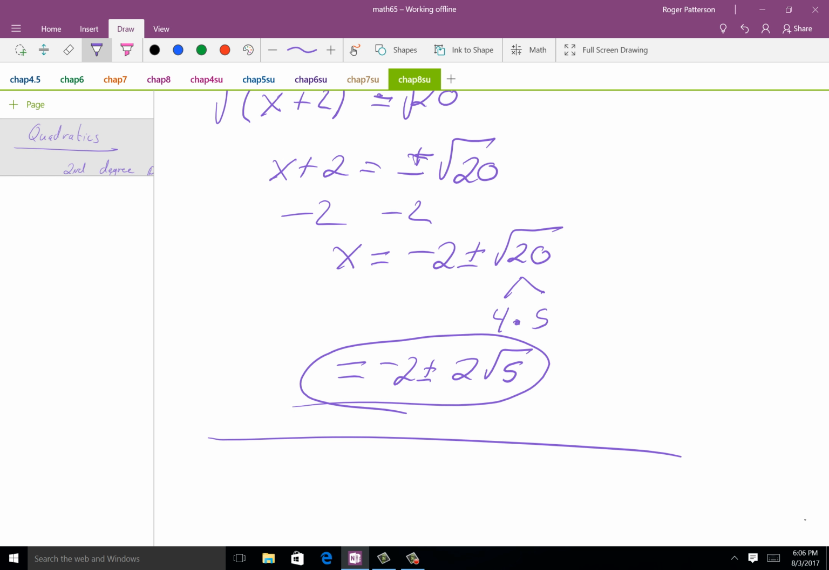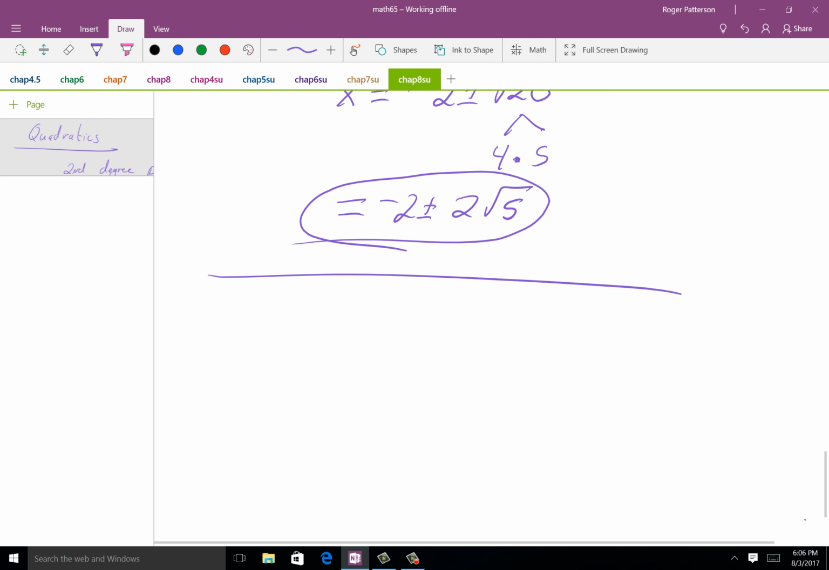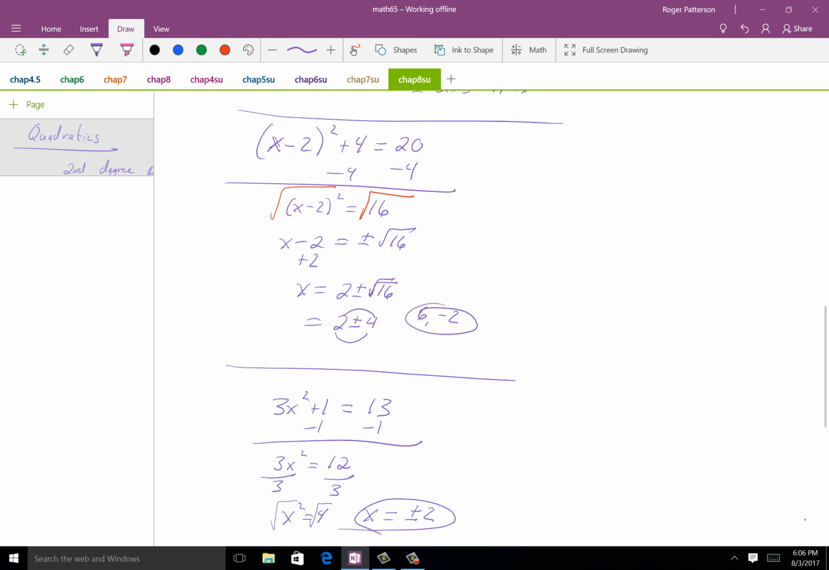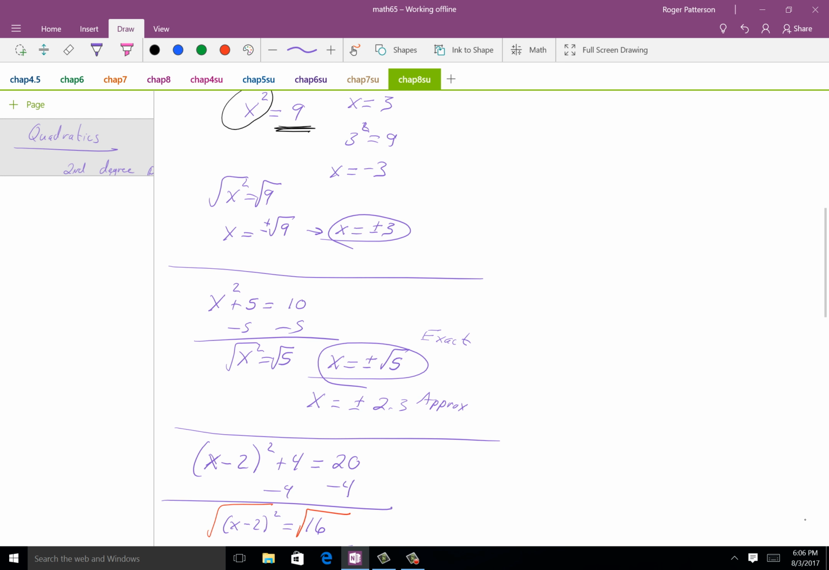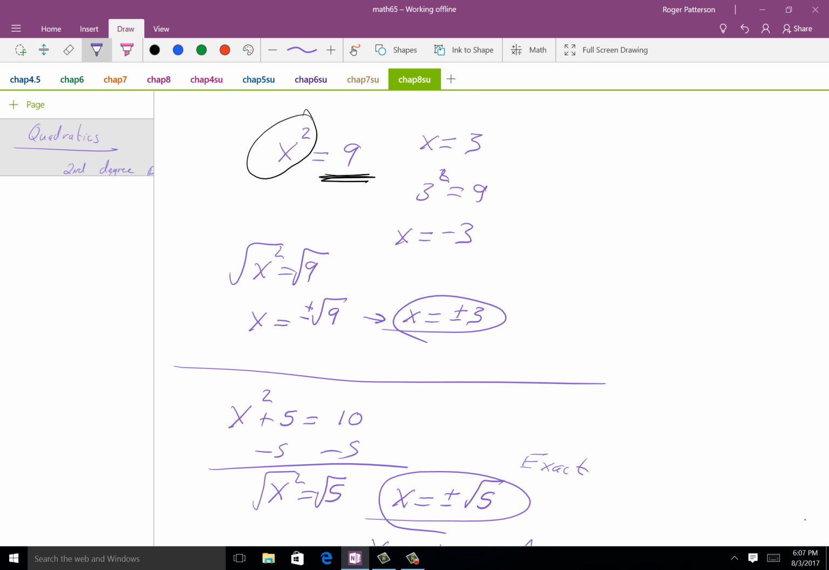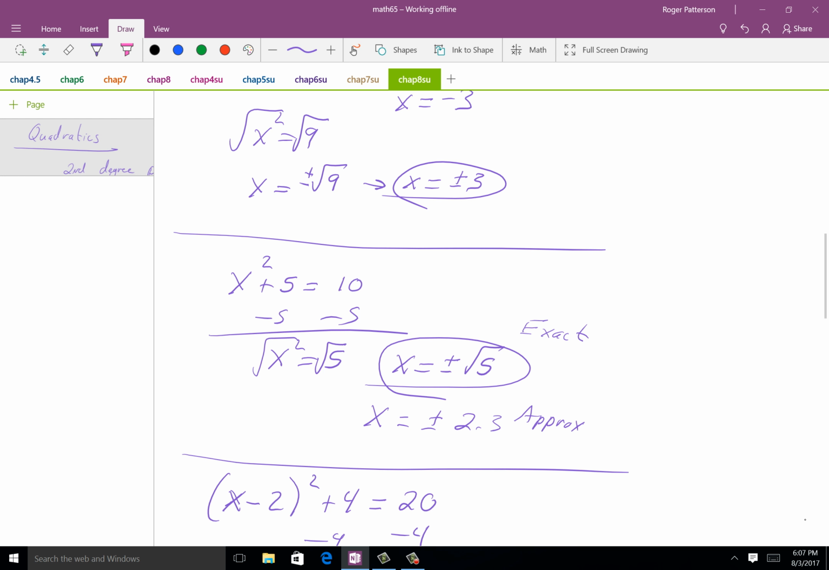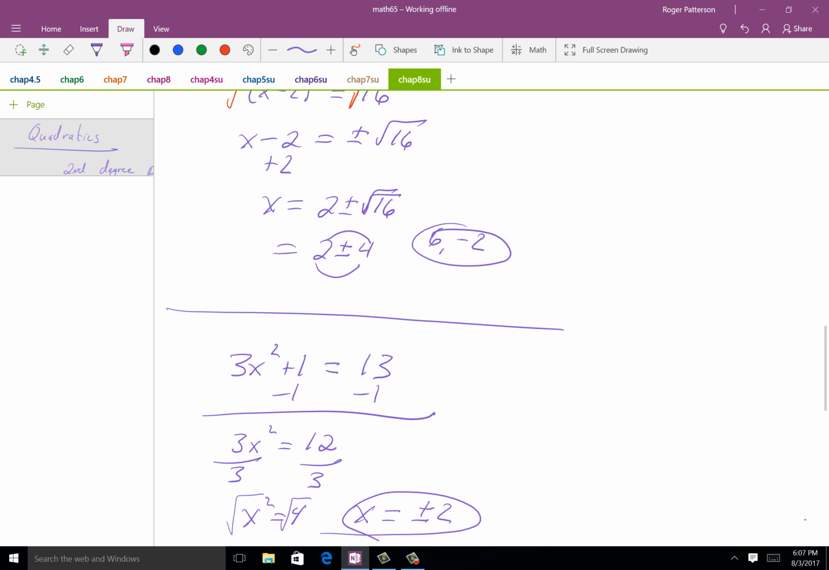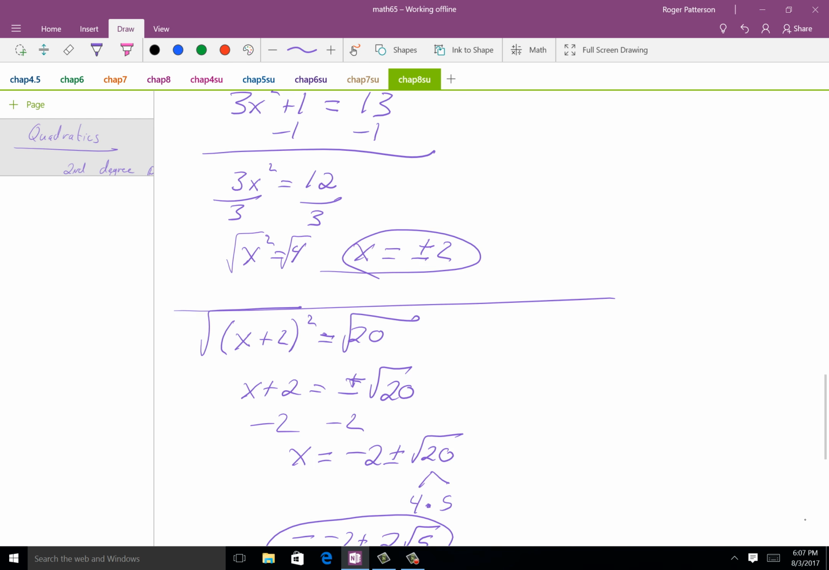Okay, any questions on that part? The only time you can really use this is when, I'm going to go back up to the beginning here. Obviously, when you have x squared equals something, that's pretty straightforward. X squared plus 5 equals a number, we just subtract the 5. X minus 2 quantity squared plus 4, we subtracted the 4, and then we square rooted it. So that form, 3x squared plus 1, works good there.